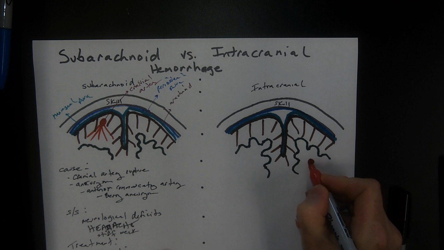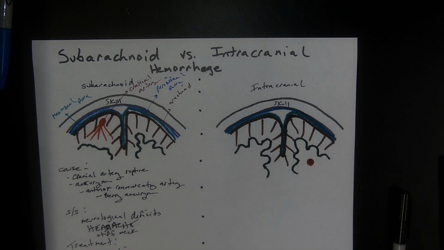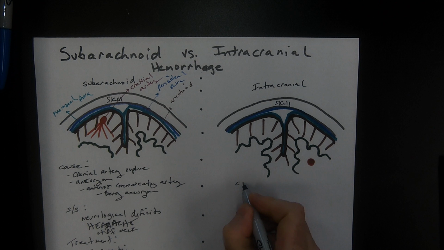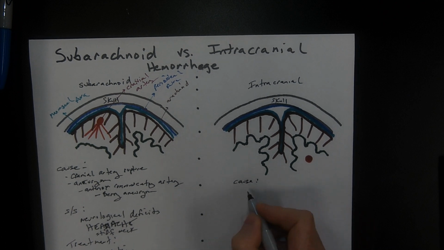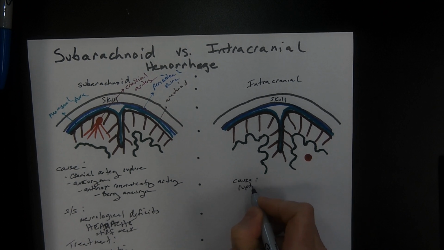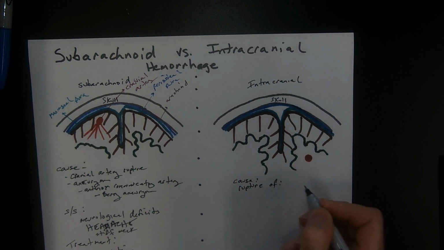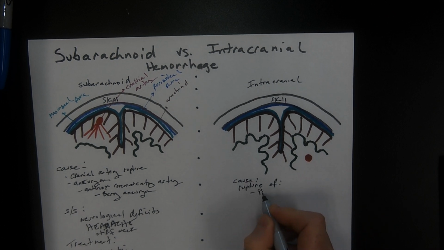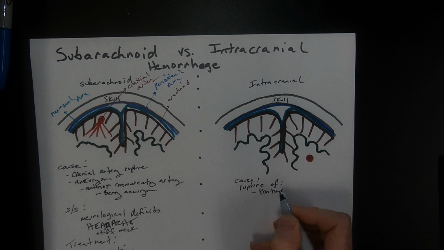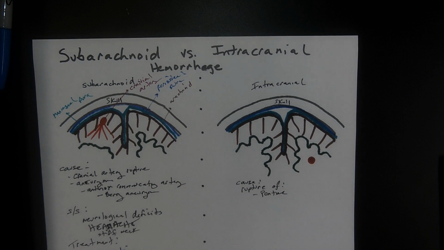Again, it's more of a small amount of blood, and it's going to happen in one of two places. Its cause is a rupture of, if anybody remembers the pontine arteries, remember those small arteries that are coming off the basilar artery that supply the pons with blood? Talked about those the other day.